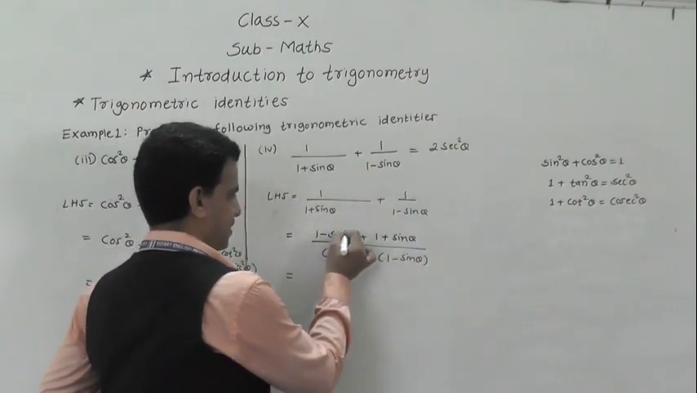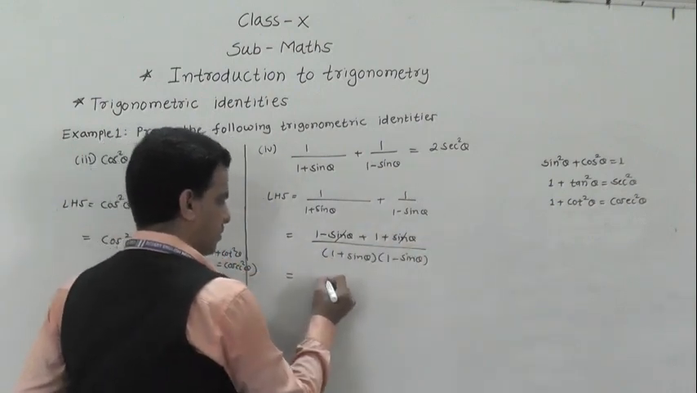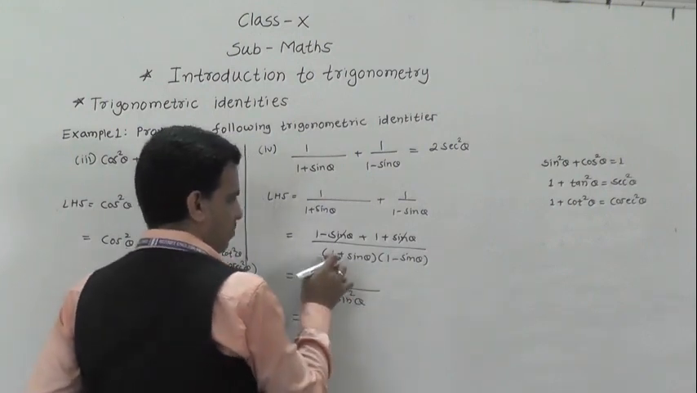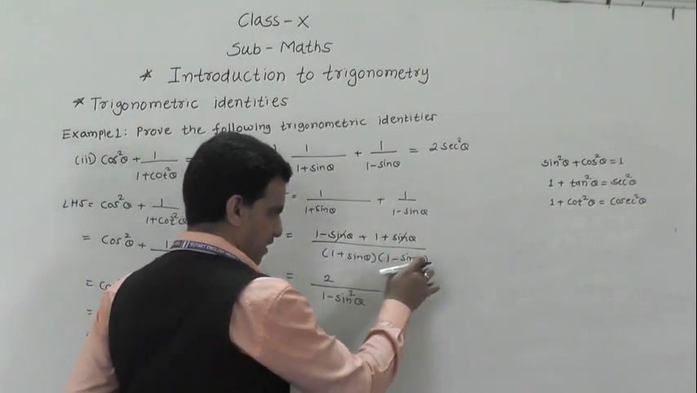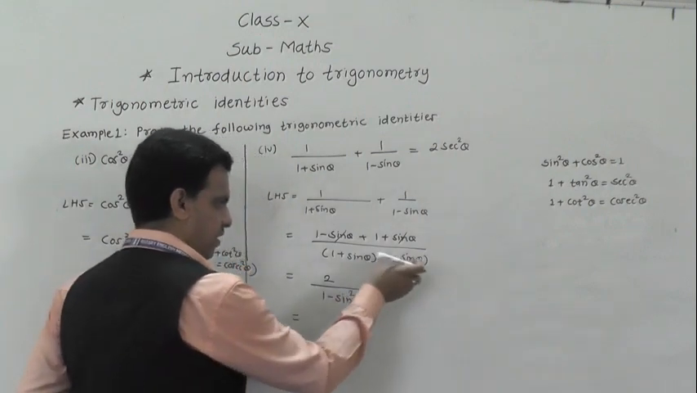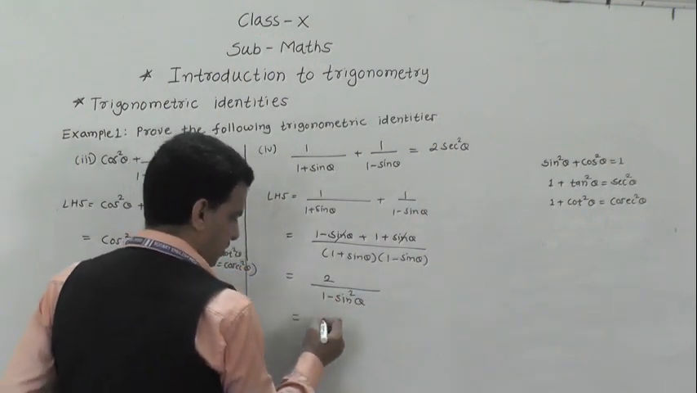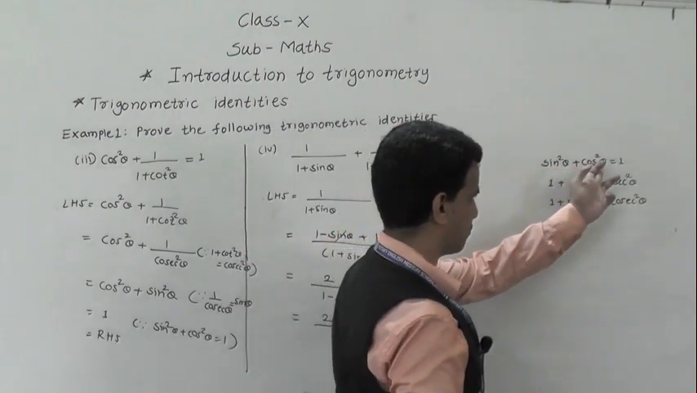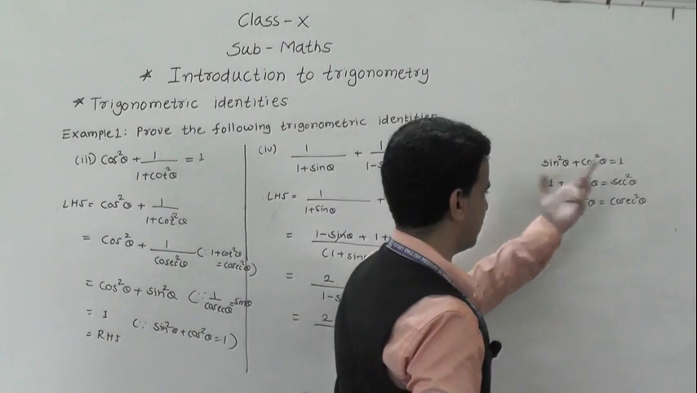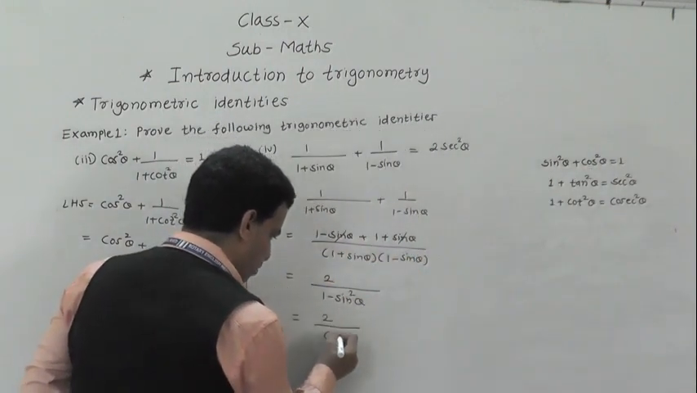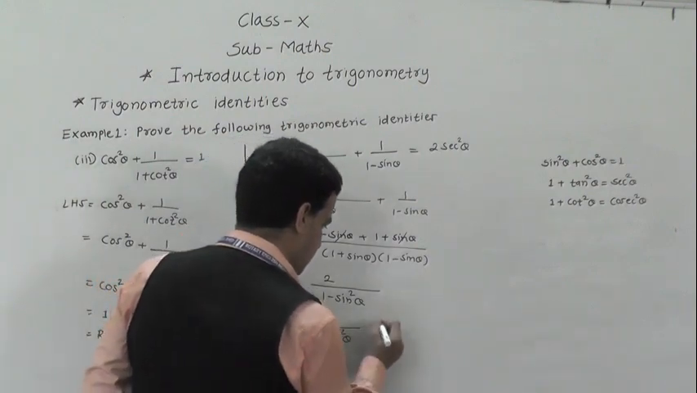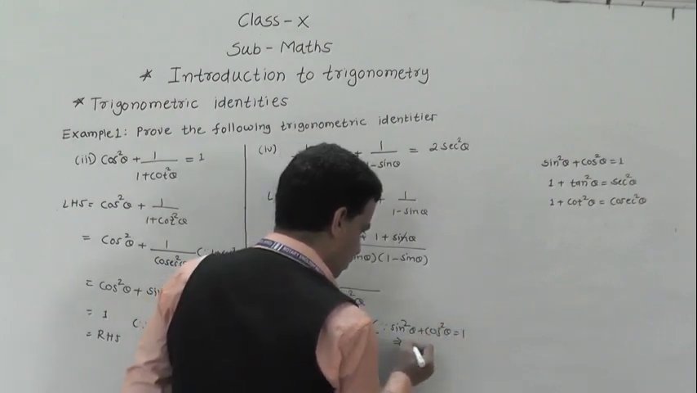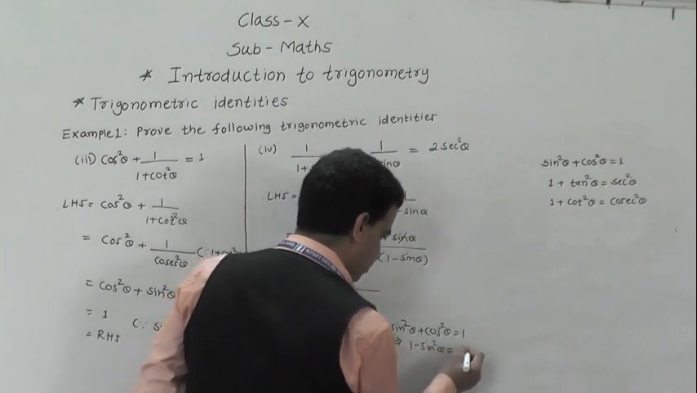Okay, now here minus sin theta plus sin theta will get cancelled, 1 plus 1 is 2, divided by 1 minus sin square theta. 1 plus sin theta, 1 minus sin theta, a plus b, a minus b, that is a square minus b square, 1 square is 1 minus sin square, so 1 minus sin square theta. So 2 divided by 1 minus sin square theta. Again, sin square theta plus cos square theta is 1, so 1 minus sin square theta is cos square theta. So instead of this we put the value cos square theta. The reason is here, sin square theta plus cos square theta is equal to 1, therefore 1 minus sin square theta is equal to cos square theta.